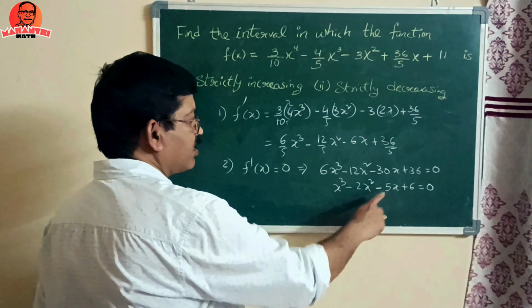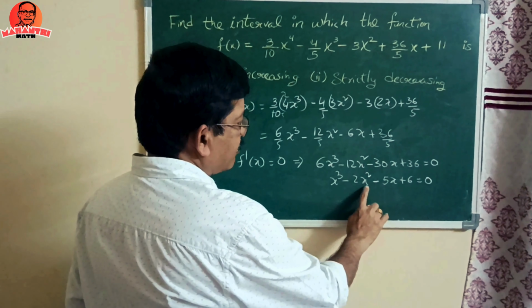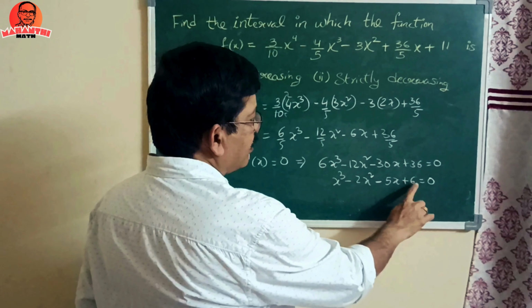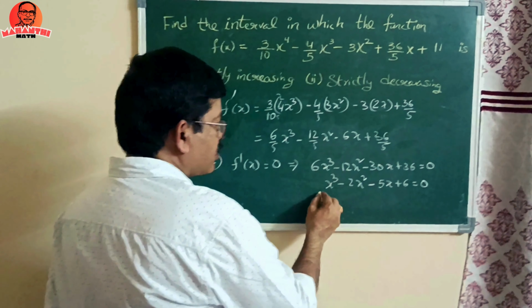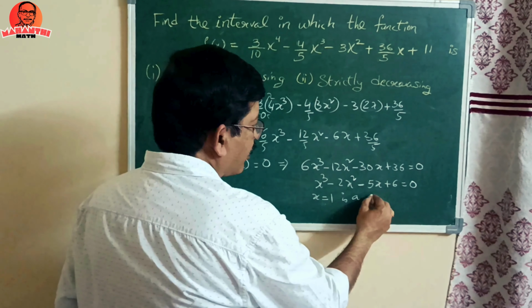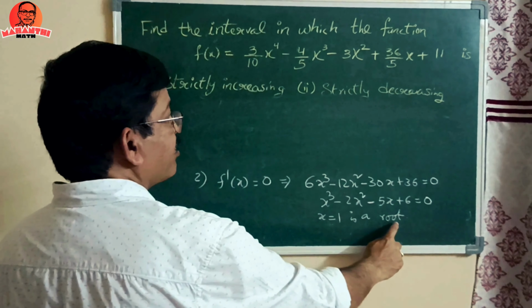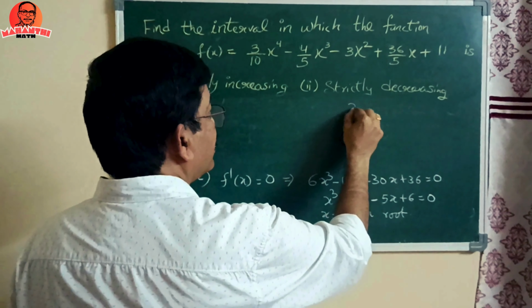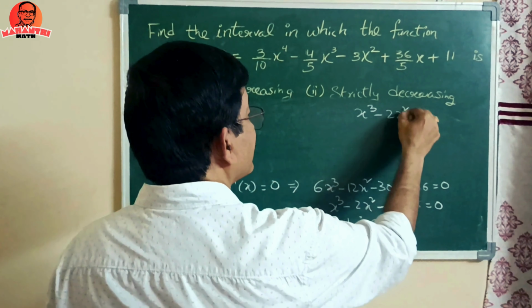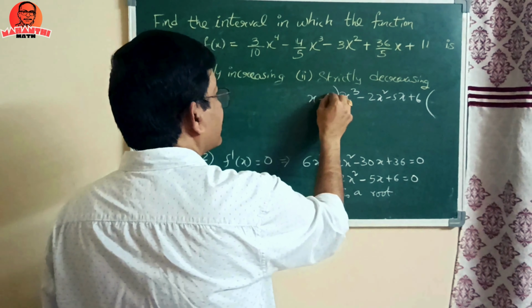First you substitute x equal to 1. What will come? 1 cube minus 2 minus 5 plus 6 equal to 0 came. So x equal to 1 is a root for this one. Knowing x equal to 1 is a root, you divide the polynomial x cube minus 2x square minus 5x plus 6 by x minus 1.